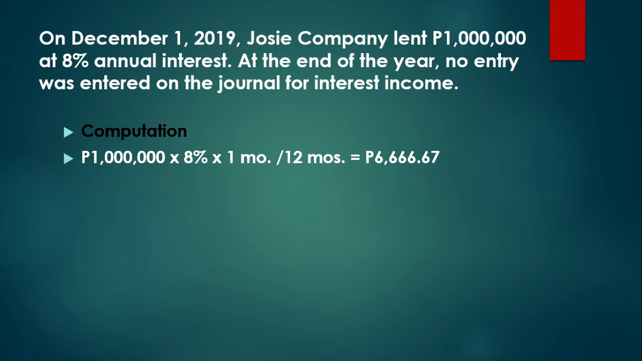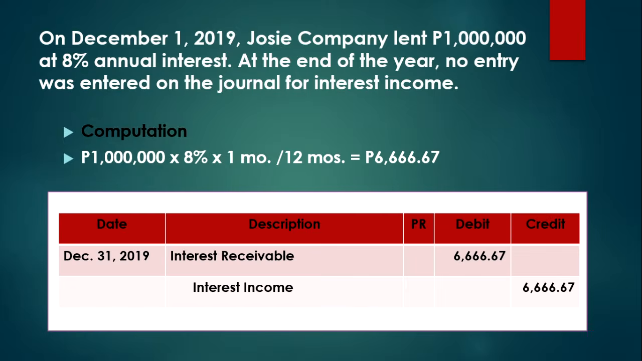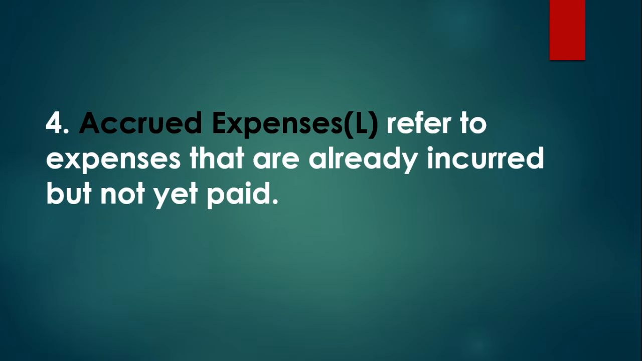Okay, so our adjusting entries will be December 31, 2019 for the date, debit interest receivable, which is 6,667, and credit interest income, nagkaroon na sila ng income na 6,667. Okay. Now, for the fourth type, which is the accrued expense, ito naman ay liability.